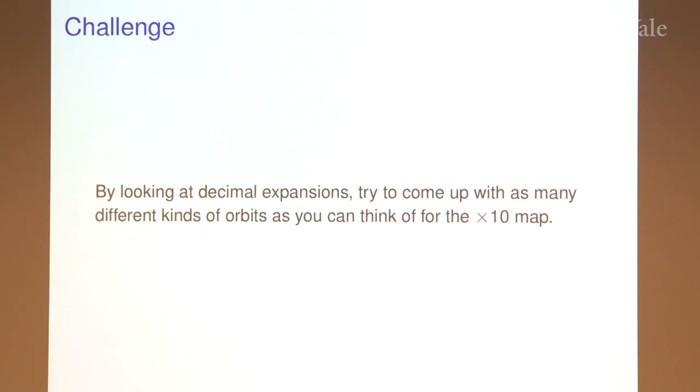So this is how I'll end my lecture with a challenge. By looking at decimal expansions, try to come up with as many different kinds of orbits as you can think of for the times 10 map. There's lots and lots and lots of them.